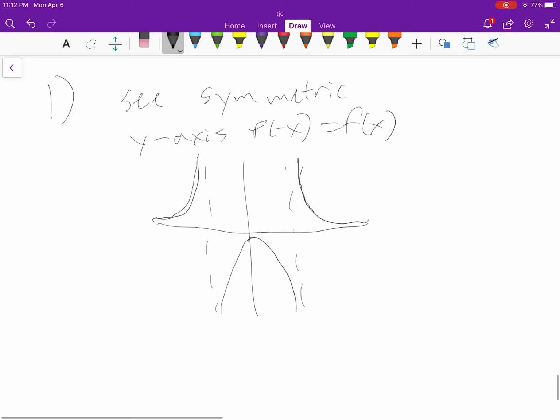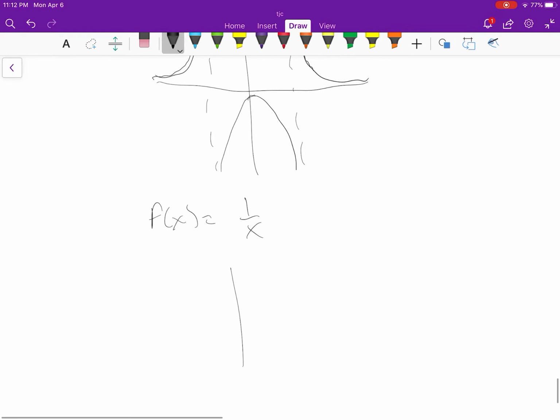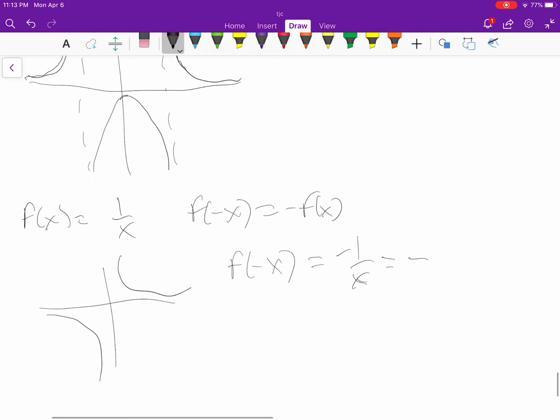What about symmetric to the origin? Well, we already had one that's symmetric to the origin. If you look back at f of x equals 1 over x, this was symmetric with the origin. And so with symmetric to the origin, it looks like this. And that's found when f of negative x equals negative f of x. And if we plug negative x into this function, what's f of negative x? It's negative 1 over x, which is equal to negative f of x. So that's what's symmetric with the origin.